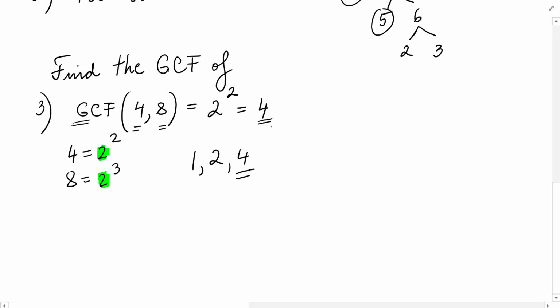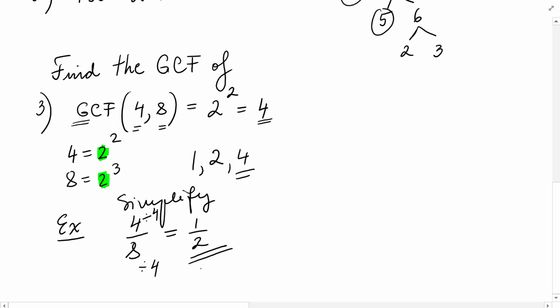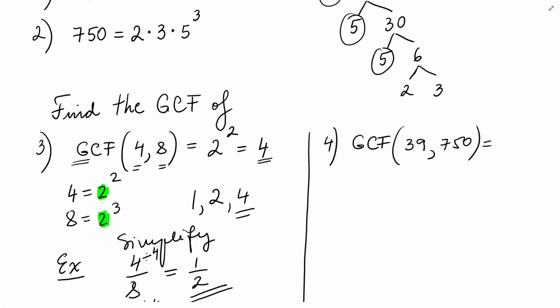Now, where do we use this greatest common factor? Well, for example, when we simplify fractions, if you had the fraction 4 over 8 and you had to simplify it, what we would do is we would divide both numbers by the greatest common factor. So if we divide both numbers by 4, we are going to get 1/2, and that's the lowest form of the fraction. Let's do one more problem.